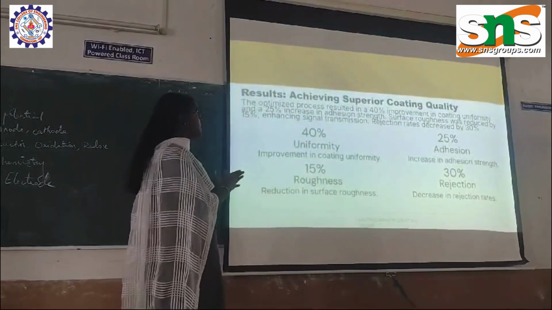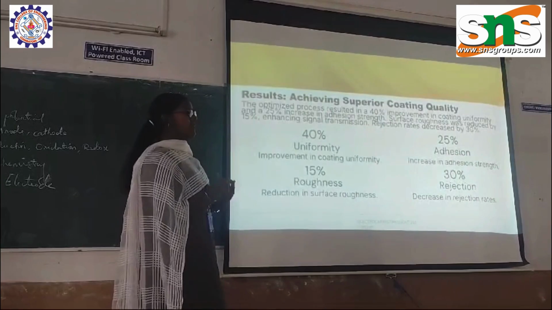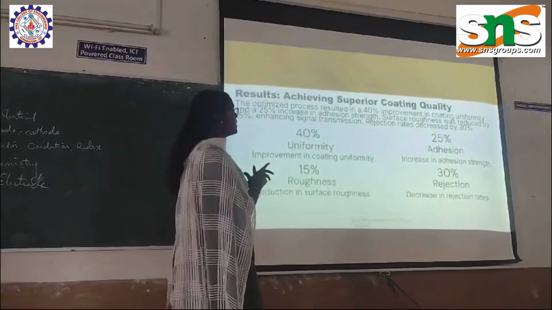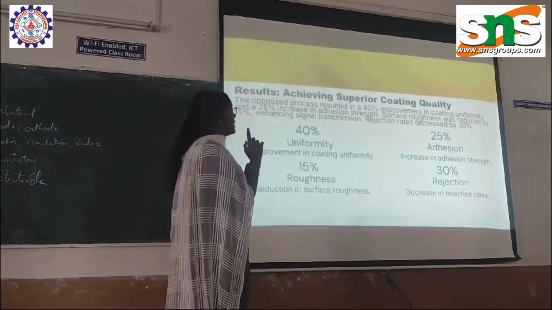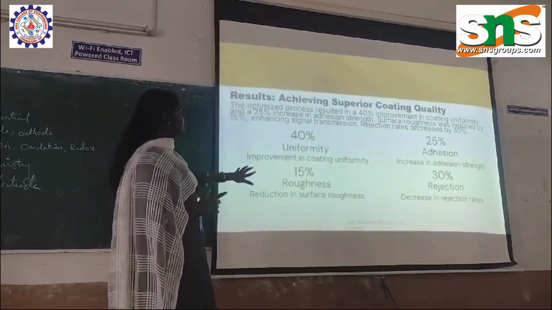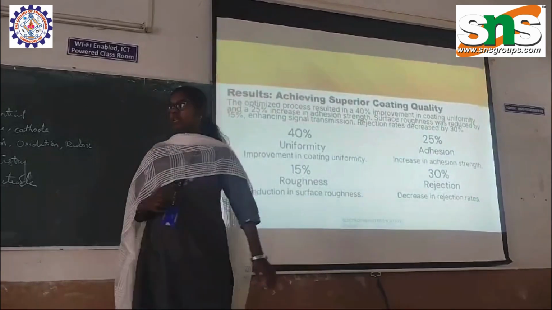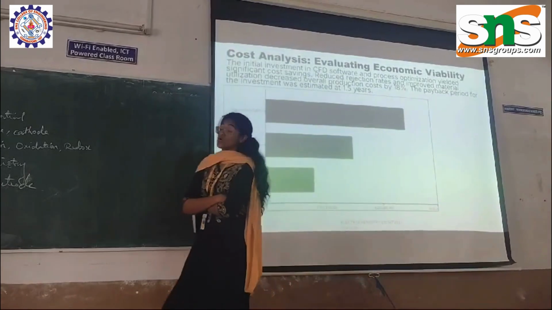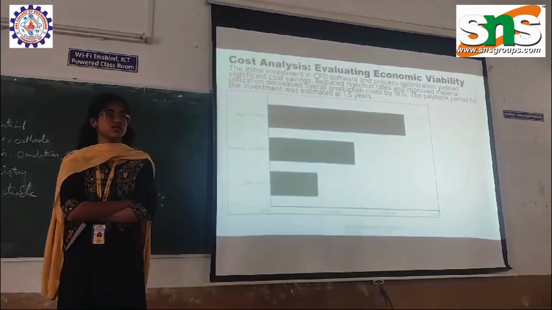The result: achieving a superior coating quality. With the optimized process and the previous three processes, we get a result: a 40% improvement in coating, a 25% increase in adhesion, and surface roughness reduced by 15%, enhancing signal transmission, and a 30% reduction. Electroplating is actually used for gold plating.